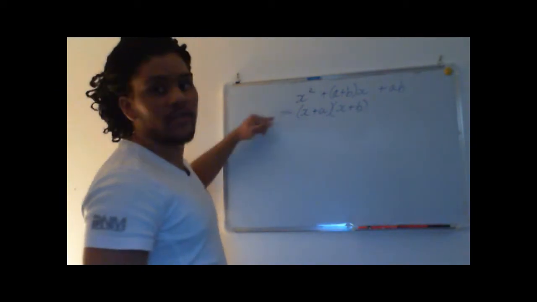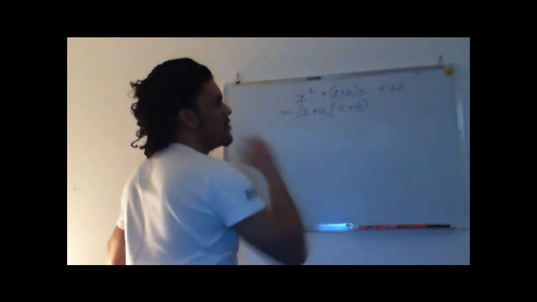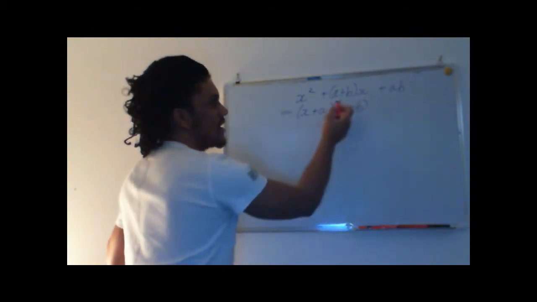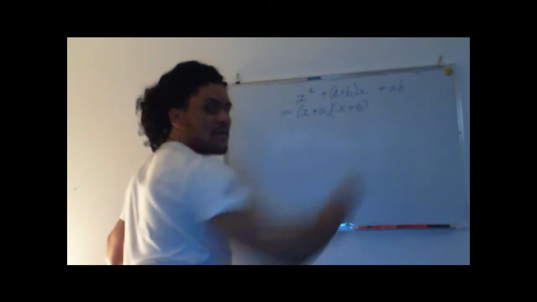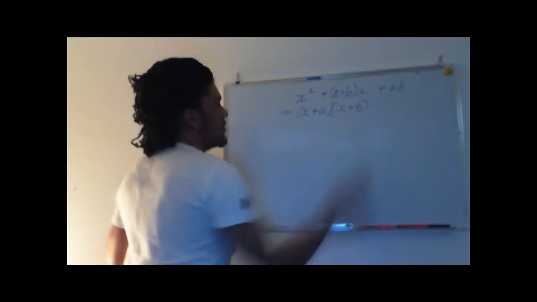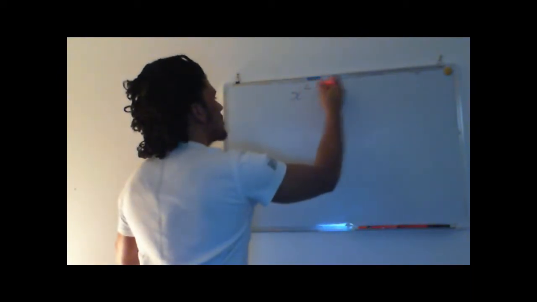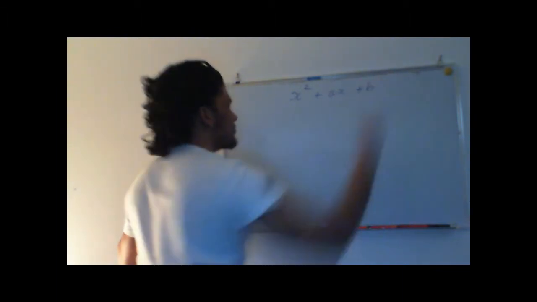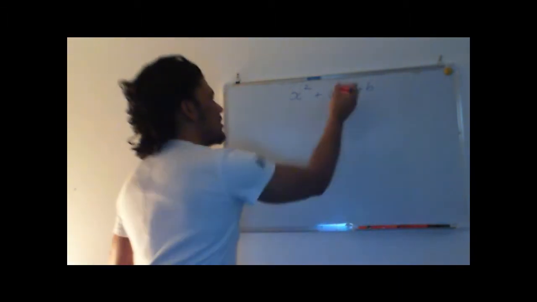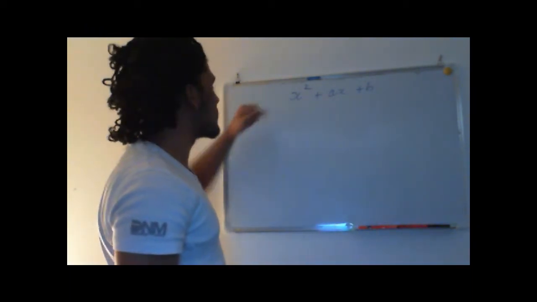That's a very useful step to be able to take, but not all quadratic expressions are in this form. You won't necessarily have an x coefficient which is a plus b, and a constant term which is a times b. So in other circumstances, imagine for example we have an expression x squared plus ax plus b. We're still going to need a way of manipulating this.